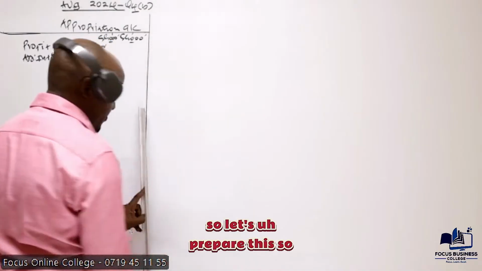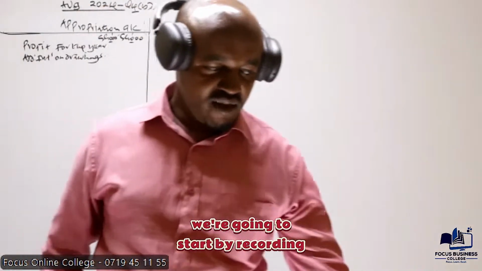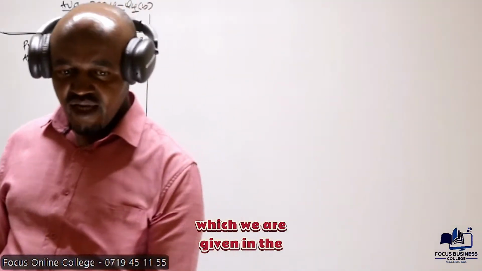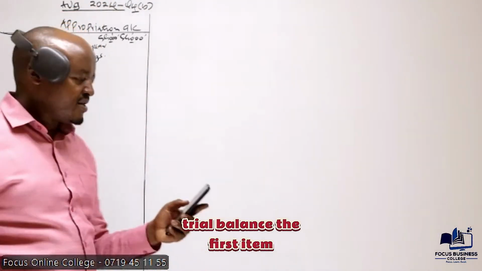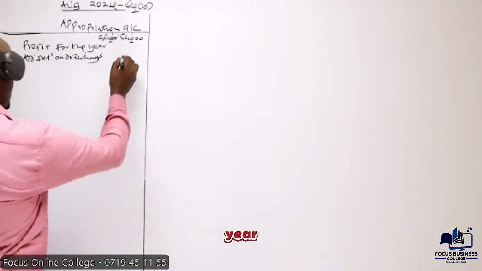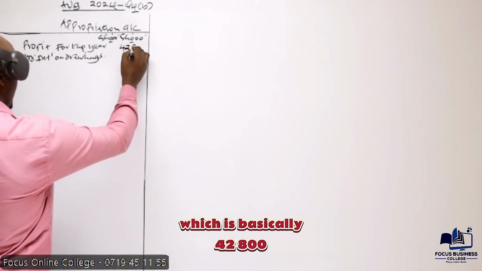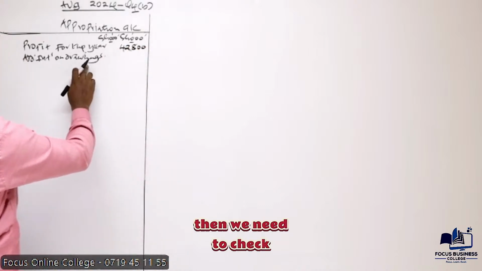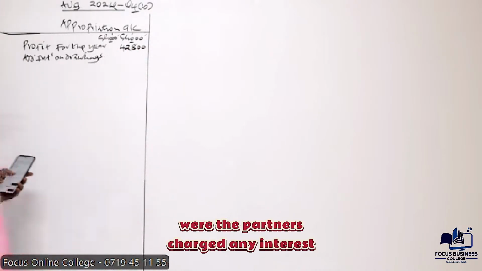So let's prepare this. We're going to start by recording the profit for the year, which we are given in the trial balance, the first item. The first item in the trial balance is the net profit for the year, which is basically 42,800. Then we need to check whether the partners were charged any interest.